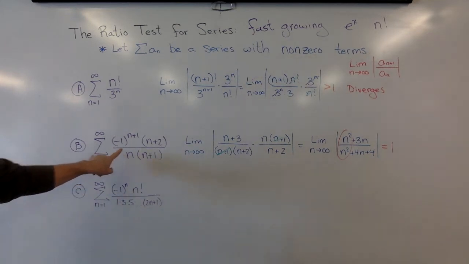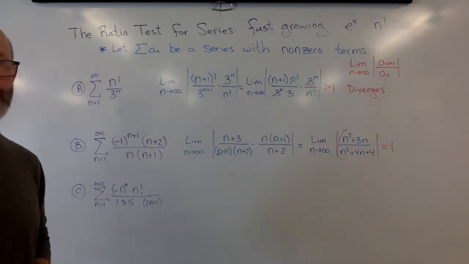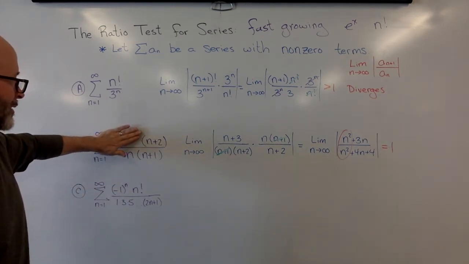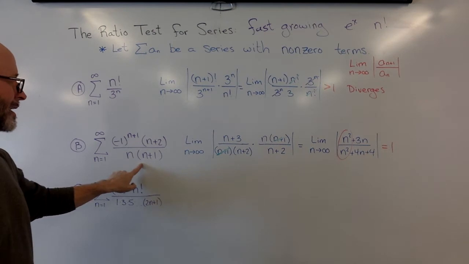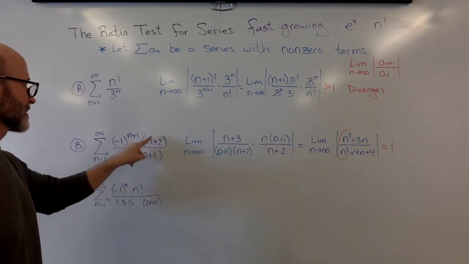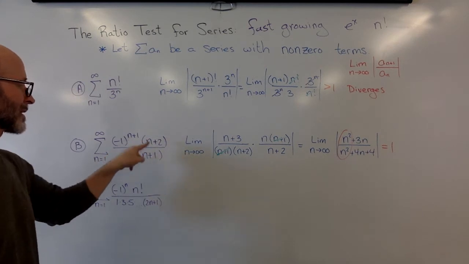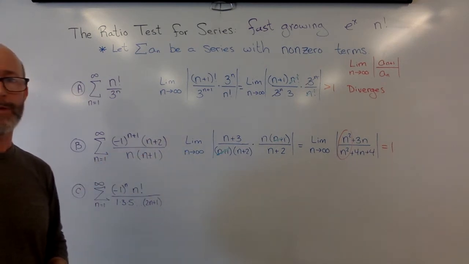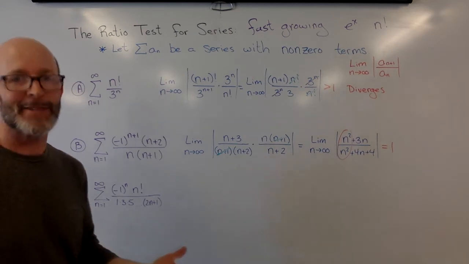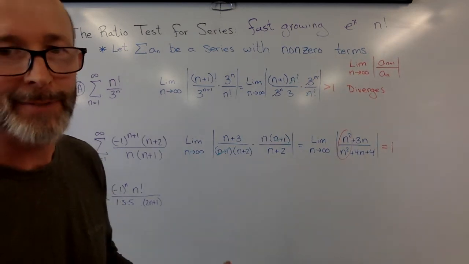So if I would have used the alternating series test, I would have seen that this, not the alternating part, the actual sequence, each successive term gets smaller and the sequence approaches 0. So this would converge, but not by the ratio test. I had to throw 1 in just to see what it would look like.